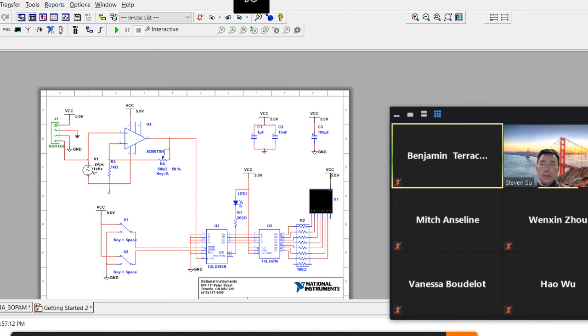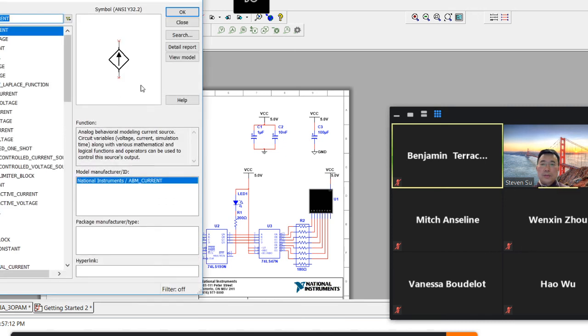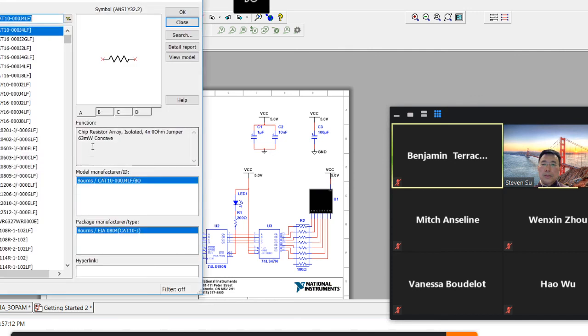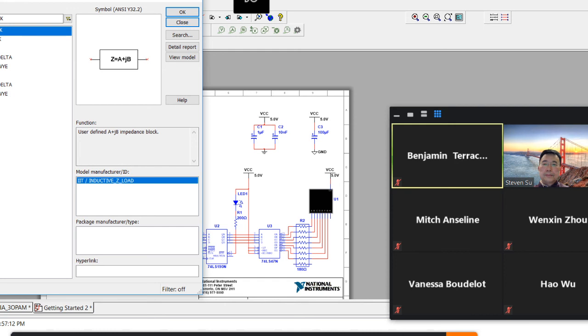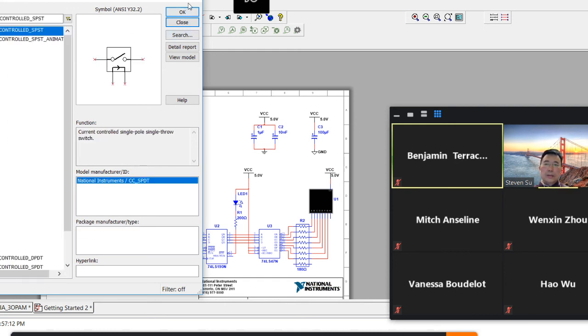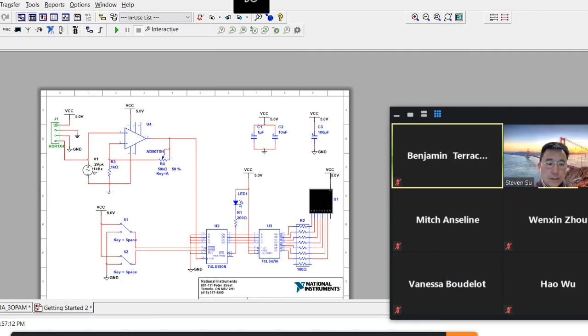This is a voltage source. You can input the power you want to use. These are components. You have resistor values, so for example you can change to different types of resistance values, and you can put in switches, a lot of things. So that's the good thing about Multisim. They include lots of things.